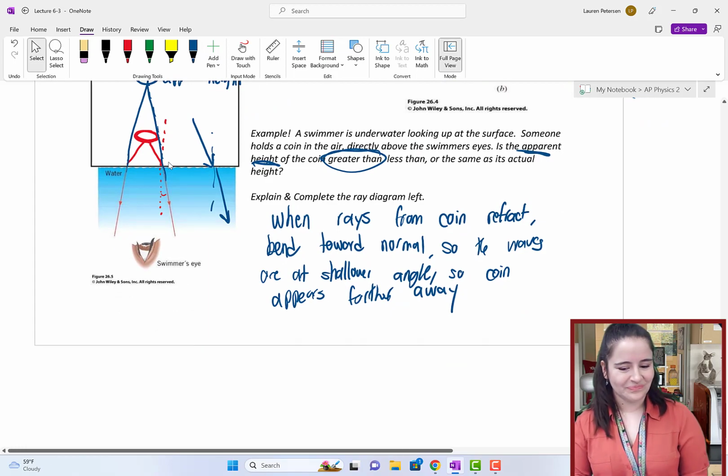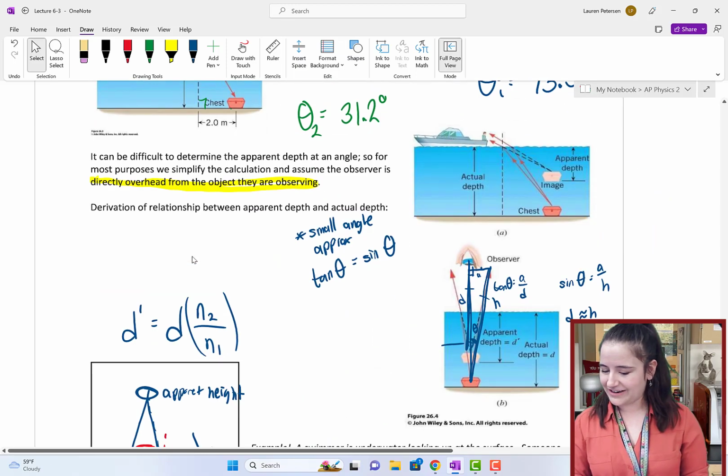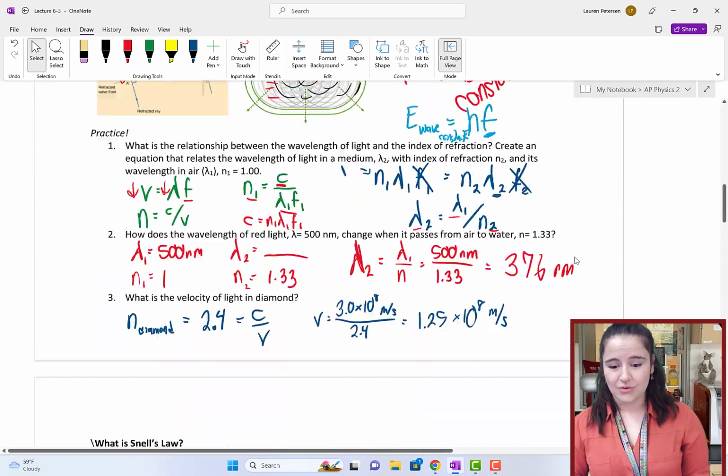Okay, cool. That's it for apparent depth and refraction.